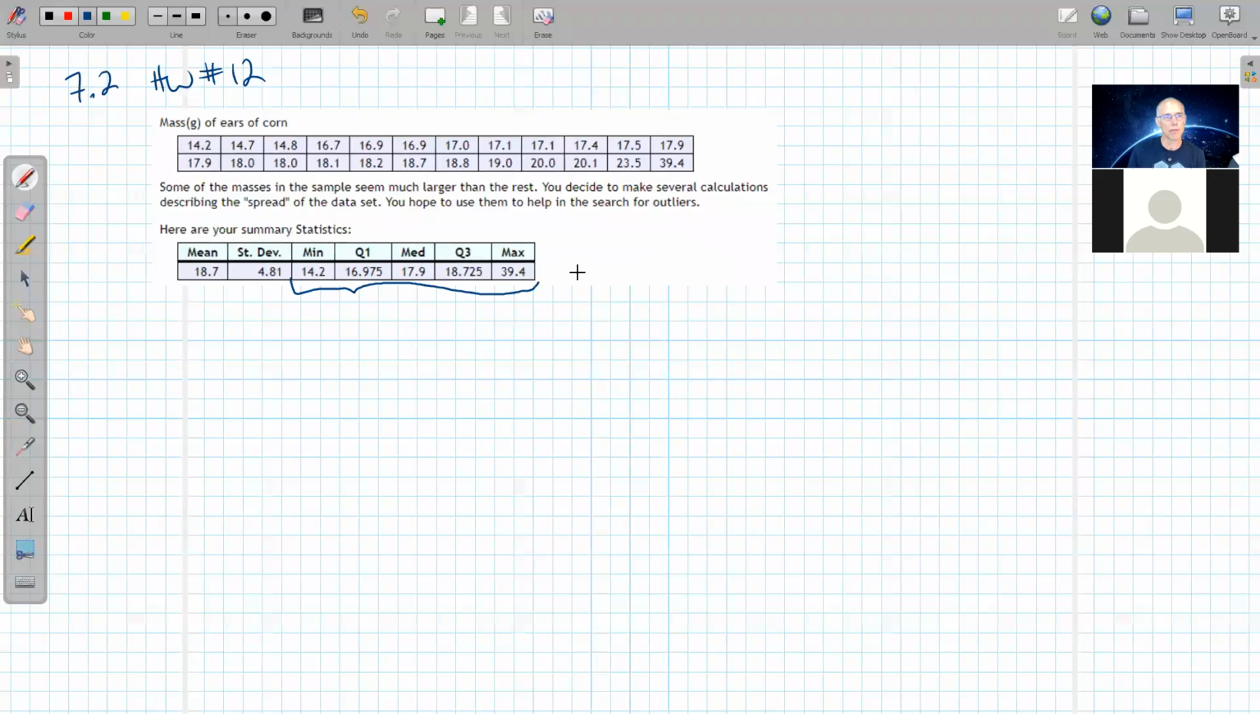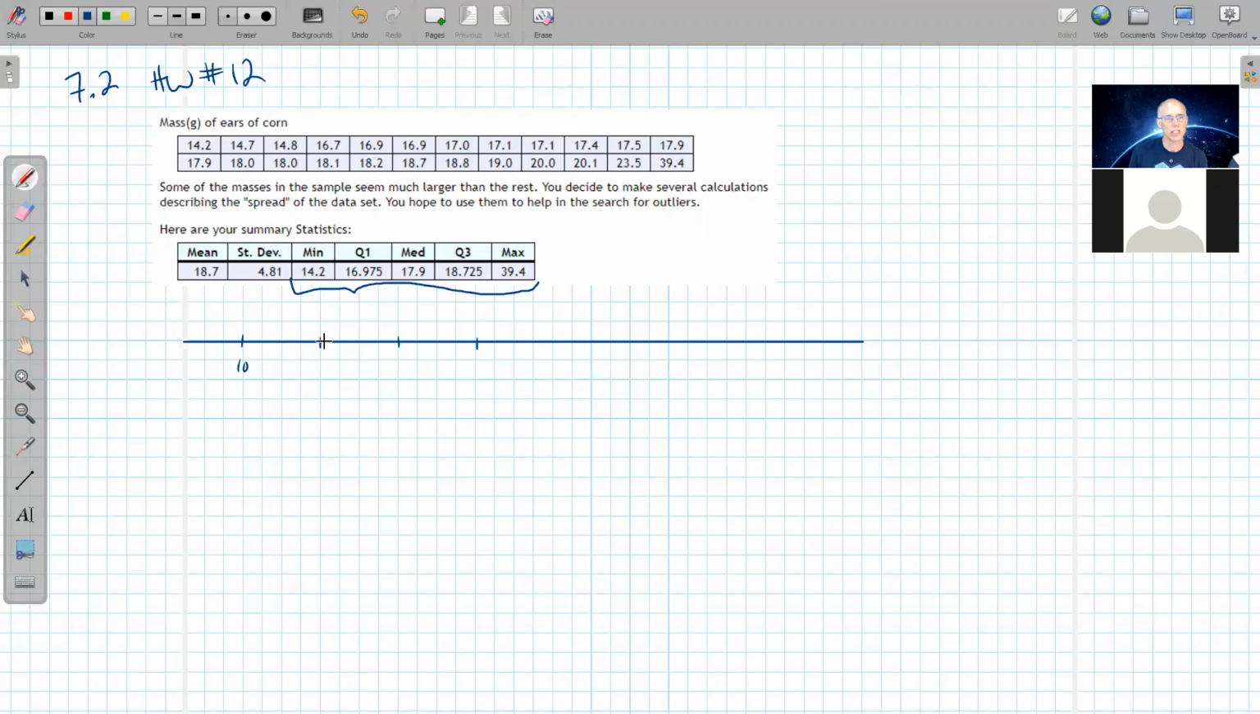And it's always helpful to do a graph of that. So I'm going to make a graph of that. It's called a box plot. So to make a box plot, we need a number line. And then we have to be able to go from the min to the max on the number line. So 14 to 40 is what we need to do here. Let's say if we went 10 to 40, that'd be a span of 30.